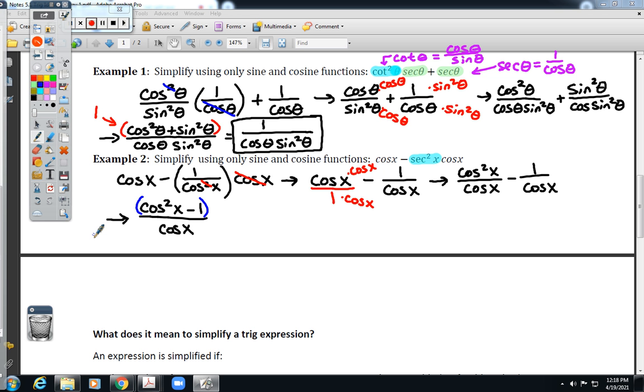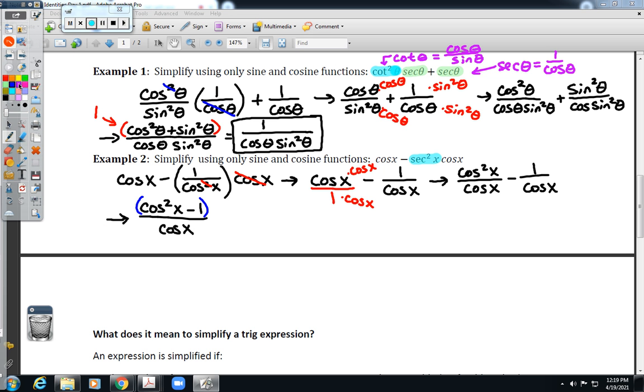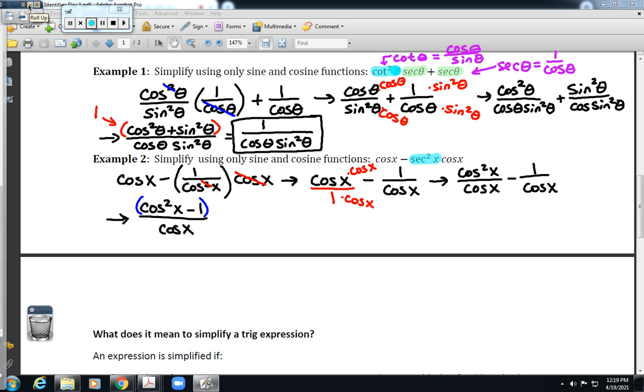Okay, think back to the Pythagorean identity that says cosine squared plus sine squared is equal to 1. Yes? Well, with a little bit of rearranging, if we move the 1 to the left and the sine squared to the right, we can rewrite this equation as cosine squared x minus 1 equals negative sine squared x.